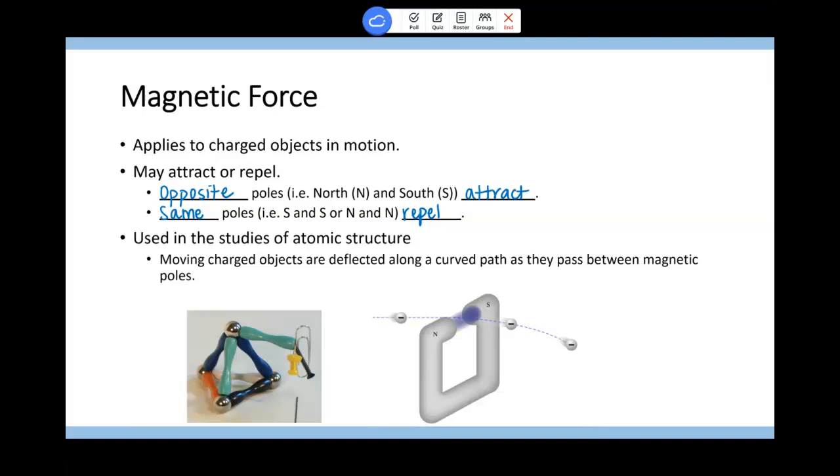So these repel. So this magnetic force is used in the studies of atomic structure, and we see that if a charged object moves through a magnetic field, its trajectory changes, it obtains a curved path as it passes between the magnetic poles. So any magnetic field or force can impact the movement of a charged particle.